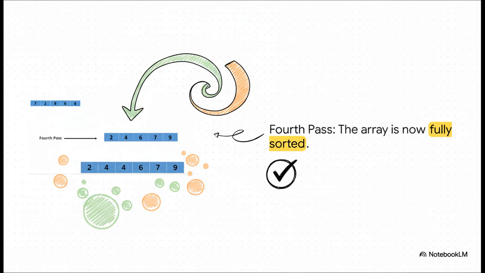Now, technically, the algorithm would do one more pass just to be sure, but since it wouldn't find anything to swap, it would know its job is done. We've gone from total chaos to perfect order, just one simple swap at a time.